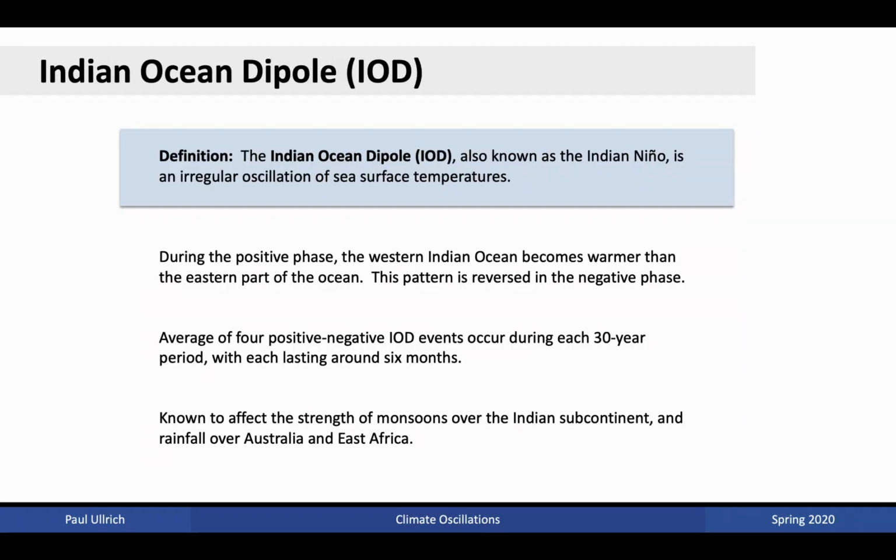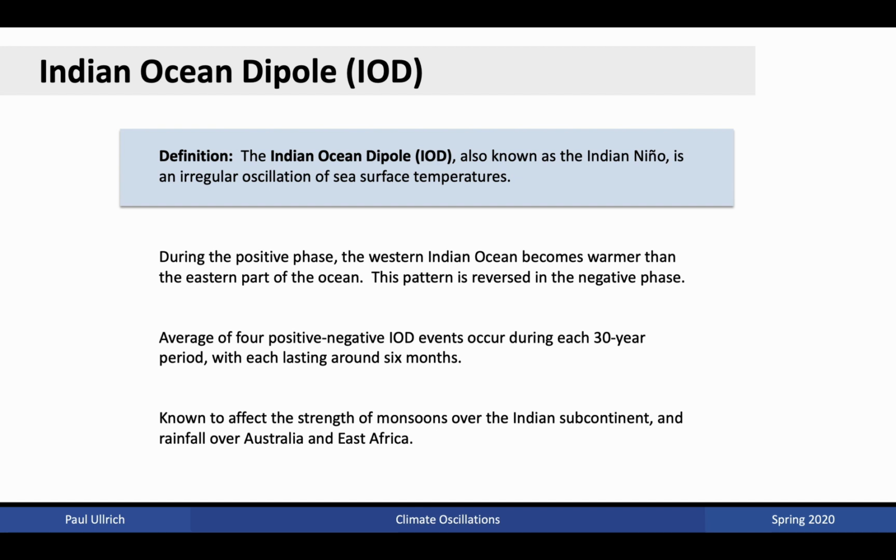The last pattern we'll consider in this lecture is the Indian Ocean Dipole, also called the IOD. This is also known as the Indian Niño because it is very closely associated with the El Niño. It's the Indian Ocean pair, essentially, to the El Niño. This is an irregular oscillation of sea surface temperatures that occurs in the Indian Ocean. During the positive phase, the western Indian Ocean becomes warmer than the eastern part of the ocean. This pattern is reversed in the negative phase.